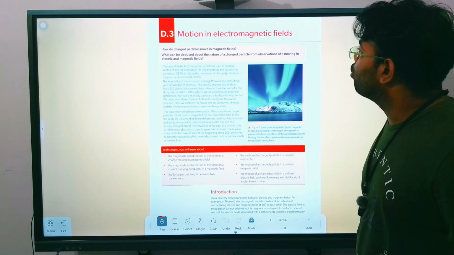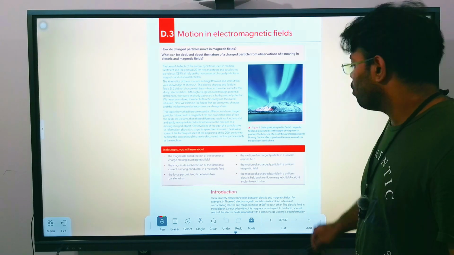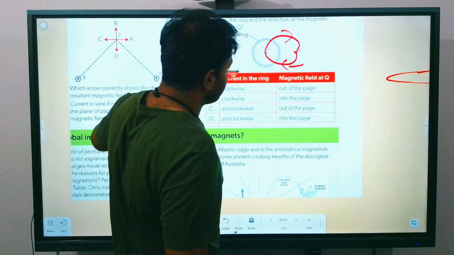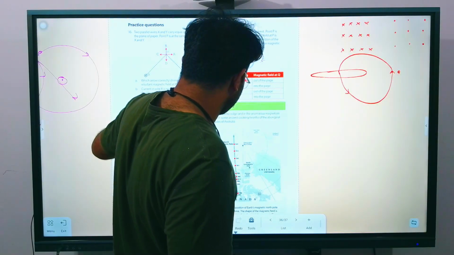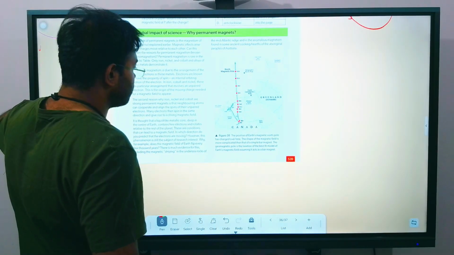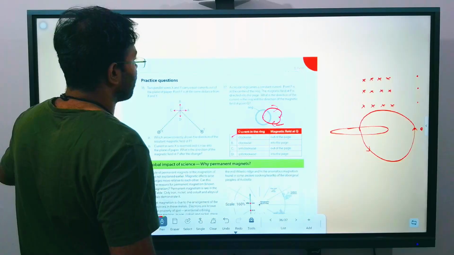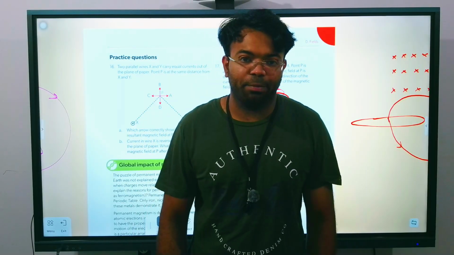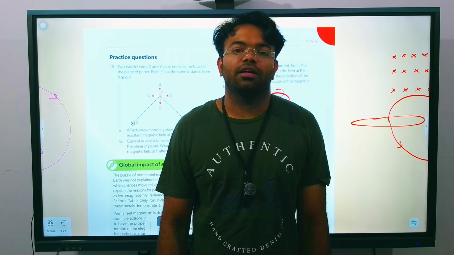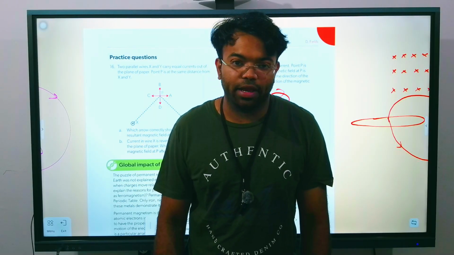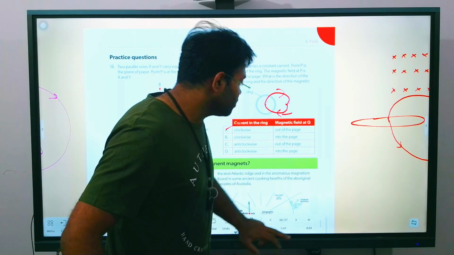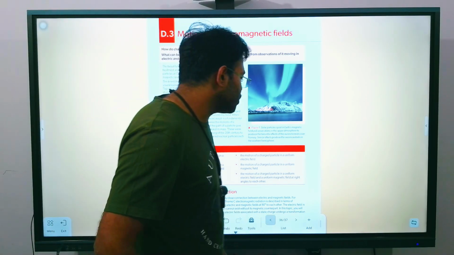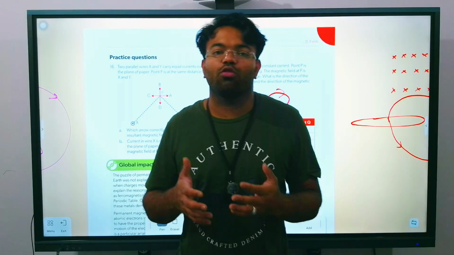Okay. Motion in electromagnetic fields. What is this? Oh, this is the last page. Next page. Yes, we have officially finished the second part. So, students, we have finished the second part of this chapter, electric and magnetic fields. Now we are going to start with the next section, that is motion in electromagnetic fields. How does motion in electromagnetic fields affect the objects that are going through them?